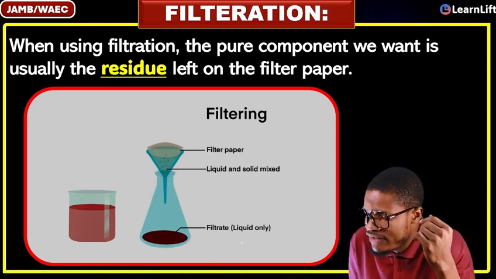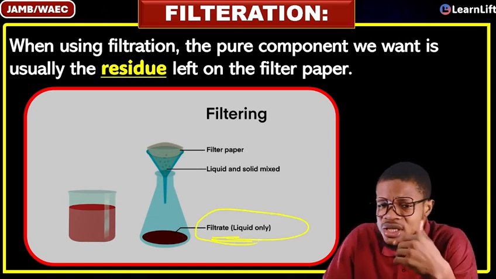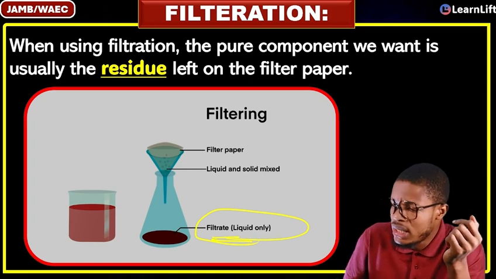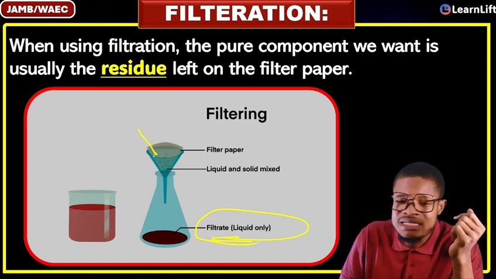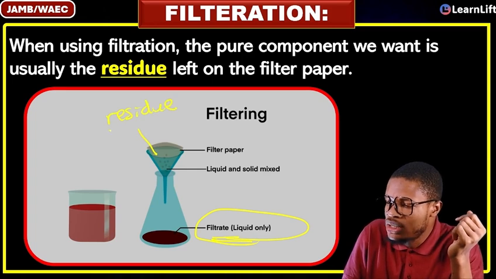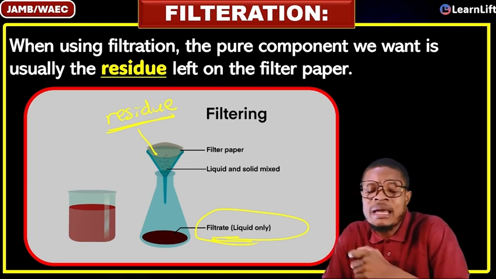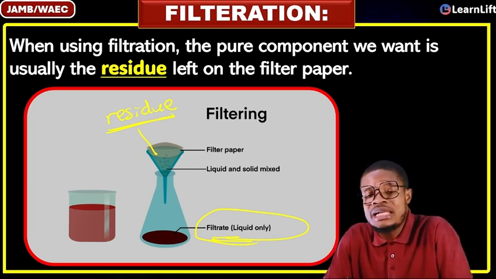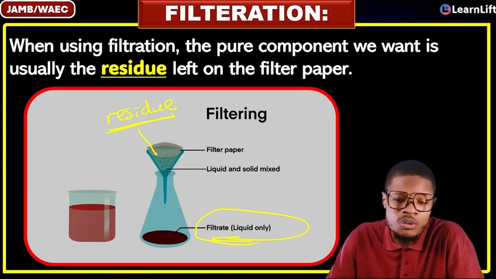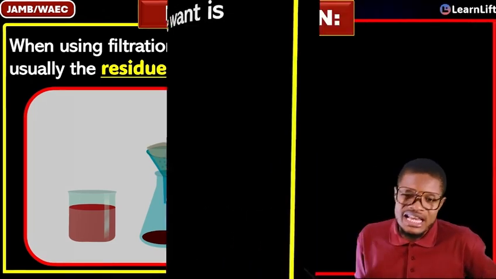Number one is called the filtrate. So the liquid only is what we call the what? The filtrate. When you hear filtrate, what is it? Liquid only. The one that will remain inside the filter paper, what do you call that? It is called the residue. So residue is what is left in the filter paper, while the liquid only that will go down through the funnel is called the filtrate. Shall you remember the two always? Get that very fast.